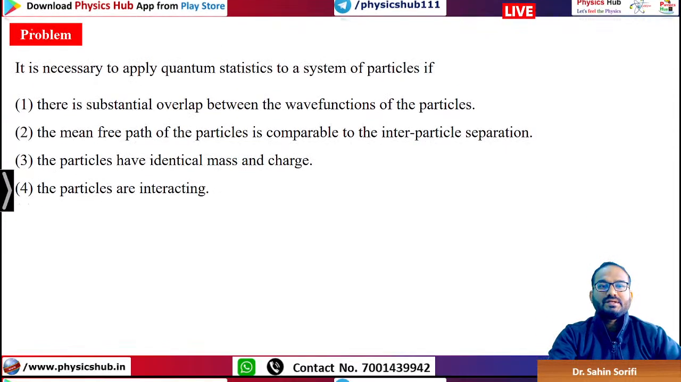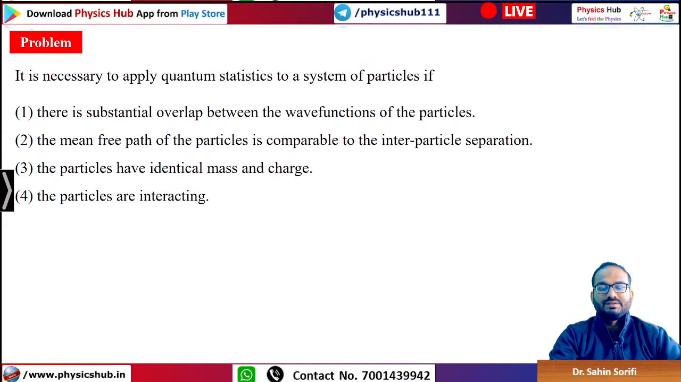It is necessary to apply quantum statistics to a system of particles if there is a substantial overlap between the wave functions of the particles; the mean free path of the particle is comparable to the interparticle separation; the particles have identical mass and charge; or the particles are interacting. What do you think? Which one is the most suitable option for this?